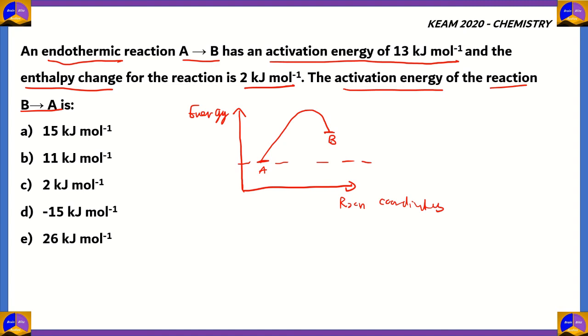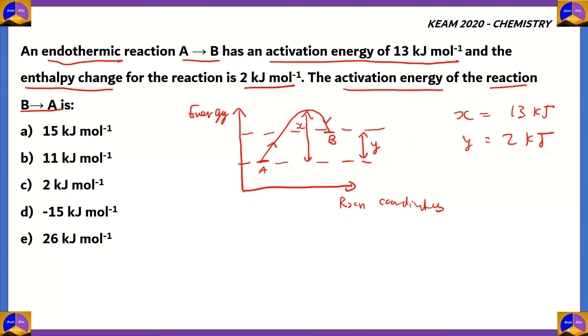Now, the activation energy of this reaction is the difference between the point A and the peak. Let's write that as X for the time being. And since B has a certain level of energy, the enthalpy change for this reaction will be the difference between A and B, which we can write as Y. We know that X equals 13 kilojoules and Y equals 2 kilojoules. This is when the reaction is from A to B.